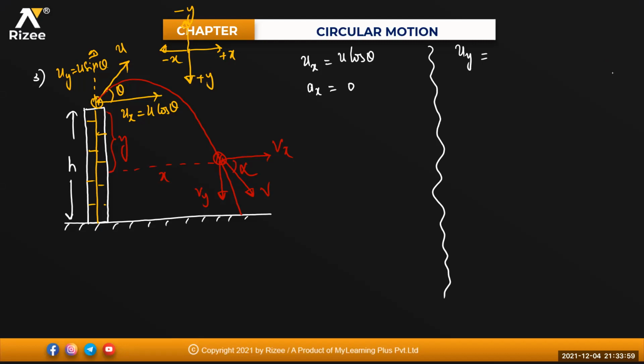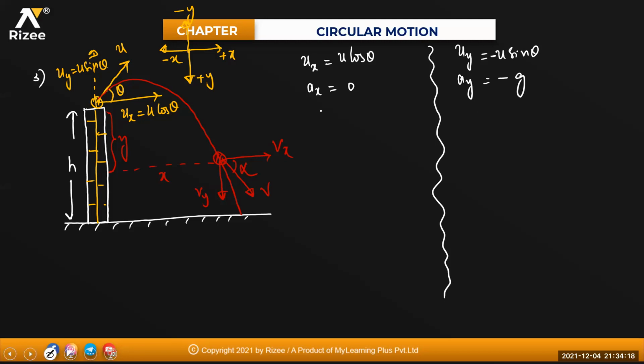Is sin theta positive or negative? Sign convention: you are in the negative y-axis, so uy will become negative, minus of u sin theta. Ay will also become how much for me? Minus of g. Clear?